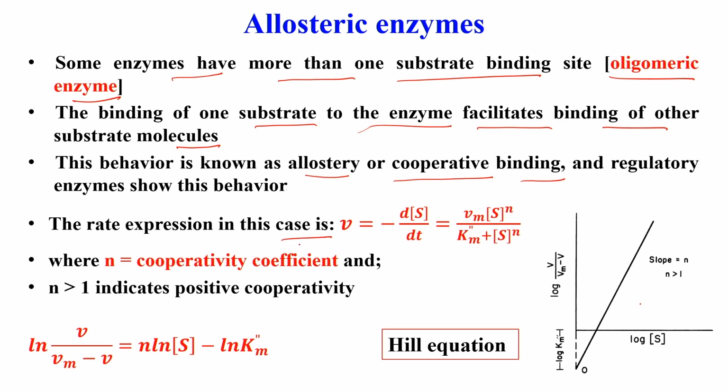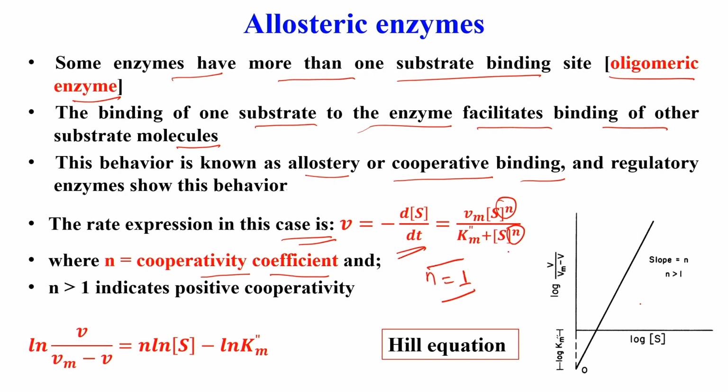So, similar to the Michaelis-Menten equation, we write the rate expression for this as well, where it says dS/dt is Vmax S upon Km plus S, but here we are putting a value n to the power S, and this n is known as the cooperativity coefficient. So, depending on the value of n, we decide which type of allosteric effects are there. For example, if n is 1, this simply becomes the Michaelis-Menten equation.